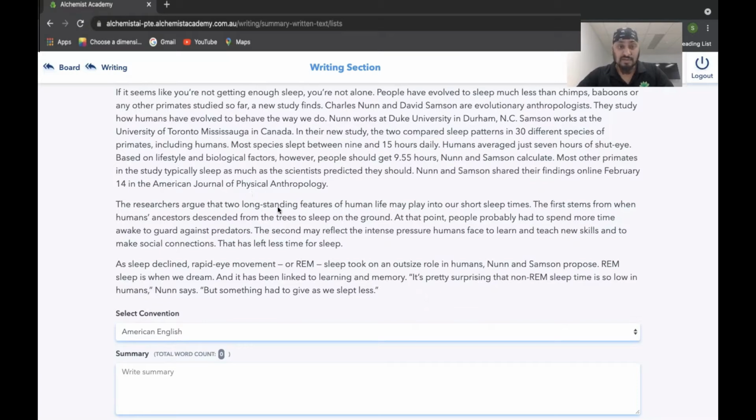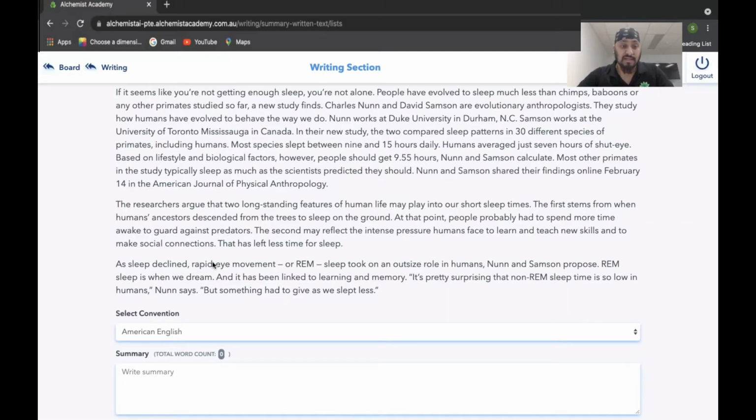The researchers argue that two long-standing features of human life may play into our short sleep times. The first stems from the human ancestors. When human ancestors descended from the trees to sleep on the ground, at that point, people probably had to spend more time awake to guard against predators. The second may reflect the intense pressure humans face to learn and teach new skills and to make social connections. That has left less time for sleep.